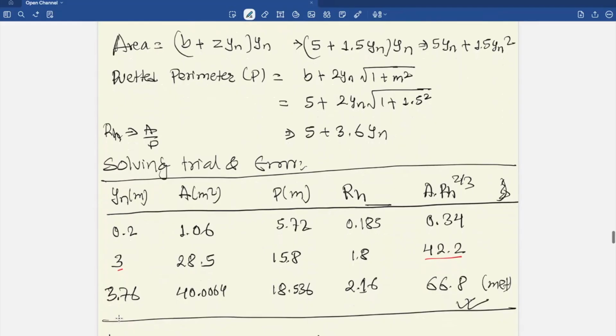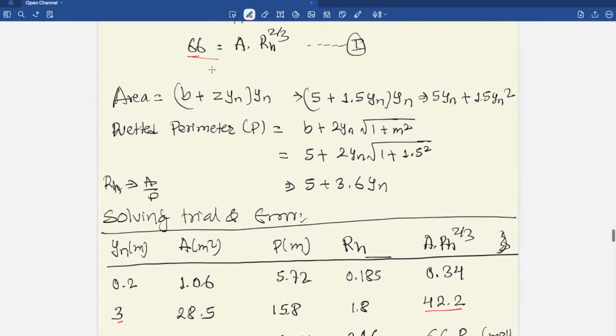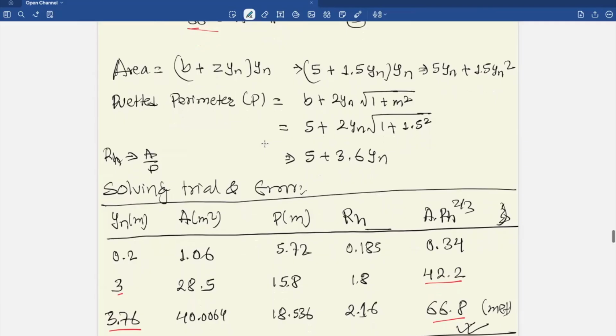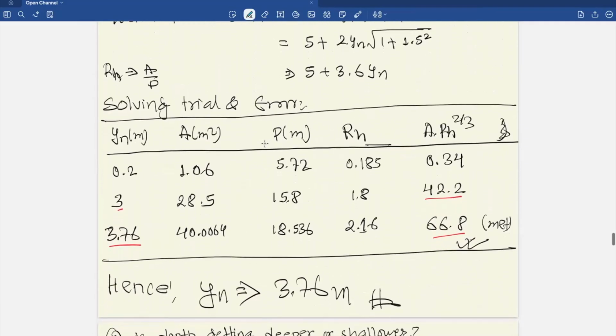And again I did this, and it is 3.76. So I did some internal hit and trial here, and to make it compact I directly chose 3.76, which I got through hit and trial, and it will be equal to 66.8. So which approximately met our target. So our normal depth will be 3.76 meter.